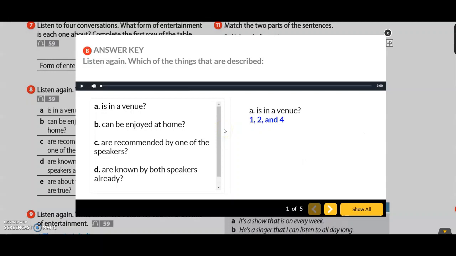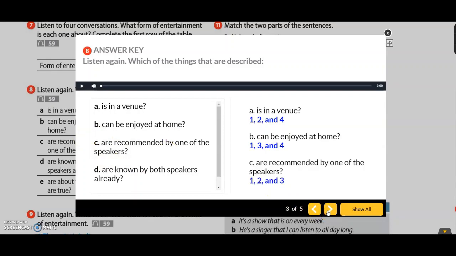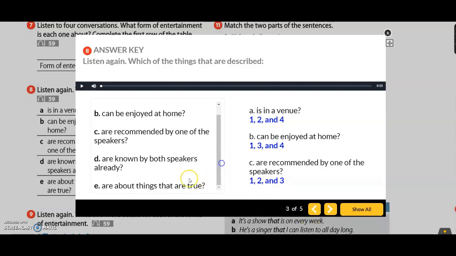Okay, so now we are going to check the correct answers. We already have letter A, so let's go to letter B. Can be enjoyed at home. What are the ones? Check it. Number 1, 3, and 4. Now C, are recommended by one of the speakers. 1, 2, and 3. And are known by both speakers already.